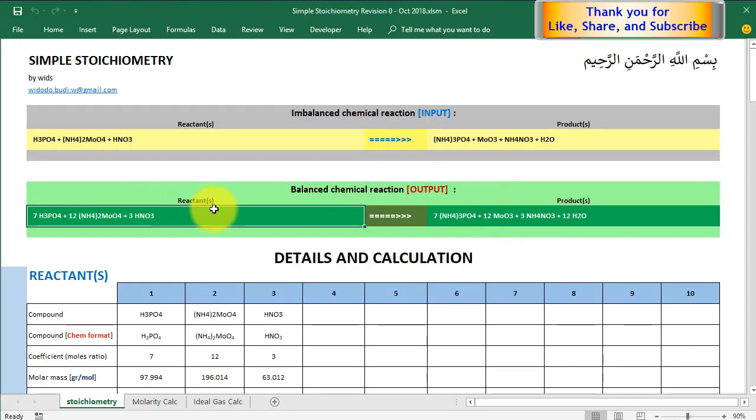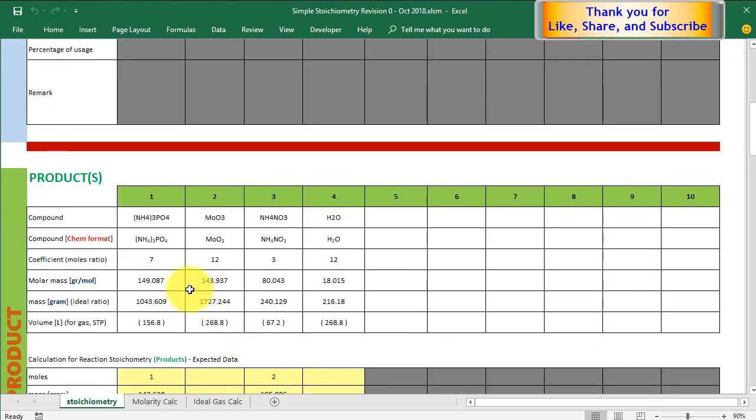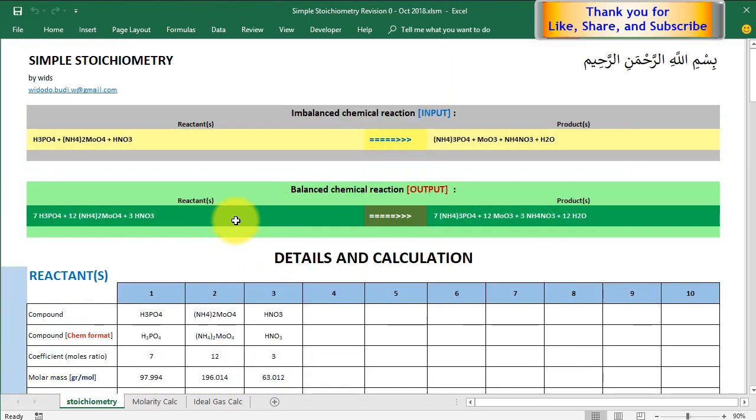Yeah, the equation of the balanced chemical reaction changes. There is 7 here, 12, 3. So it's changed. And this is separated. It's detected as two compounds. Yeah, but if you are a chemical engineer, you know the difference, right? Just 12.